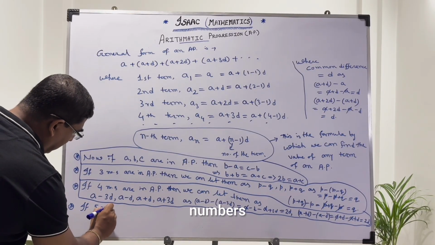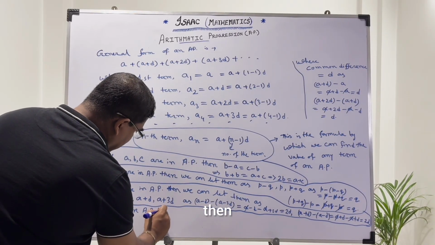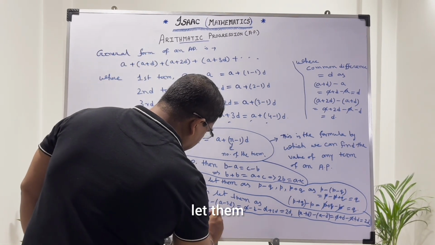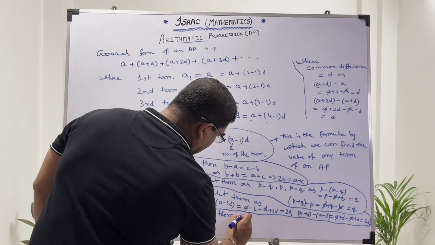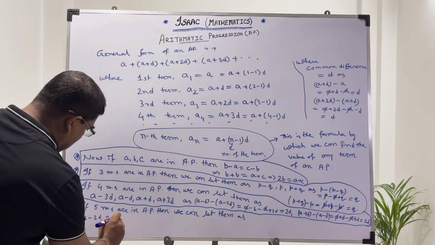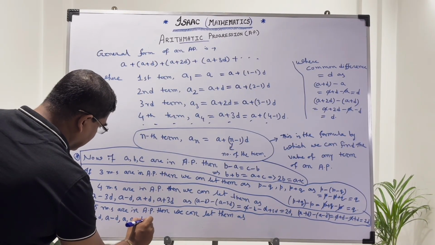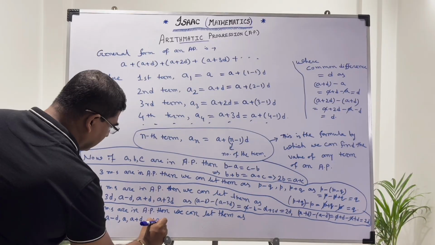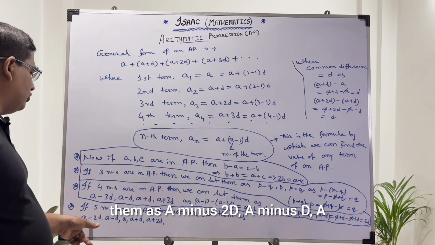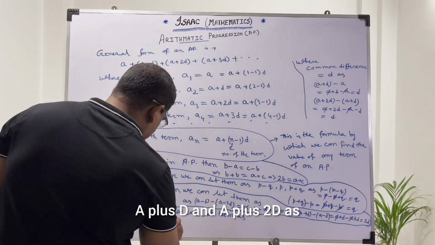If five numbers are in AP, then we can let them be A minus 2D, A minus D, A, A plus D and A plus 2D.